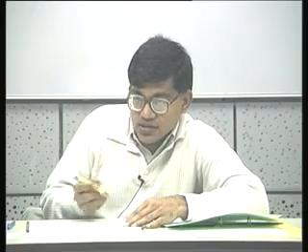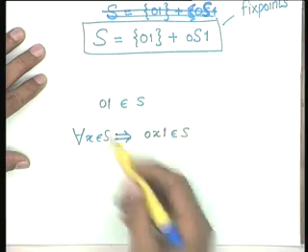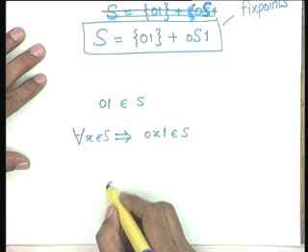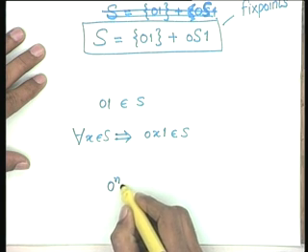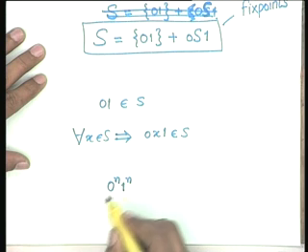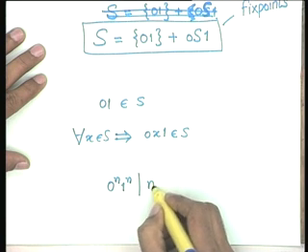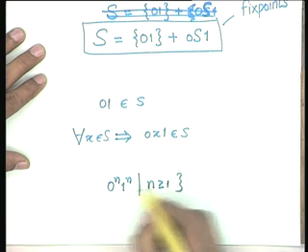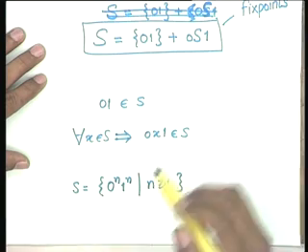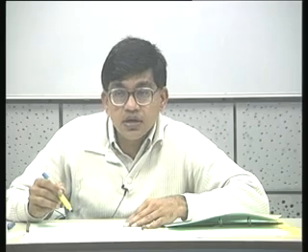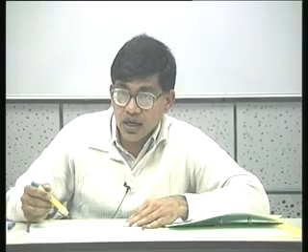So the language generated by this grammar, if you go through an iterative solution, is just 0 raised to n, 1 raised to n, where n is greater than or equal to 1. This is the set S. It is the least solution because I am not, for example, permitting infinite sequences.